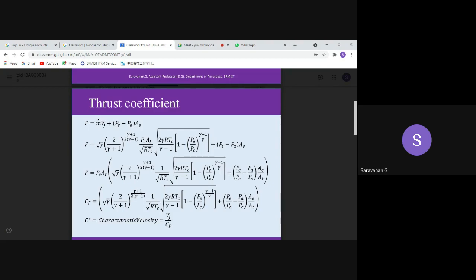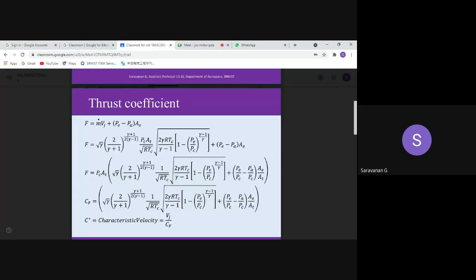So the remaining will be root of gamma into (2 by gamma plus 1) to the whole power (gamma plus 1) by root of RTc (2 by gamma minus 1), plus 1 by root of RTc, root of 2 gamma RTc by gamma minus 1 into 1 minus (P by Pc) to the power (gamma minus 1) by gamma, plus (P by Pc minus Pa by Pc) into A by At. So this is the expression for thrust coefficient.